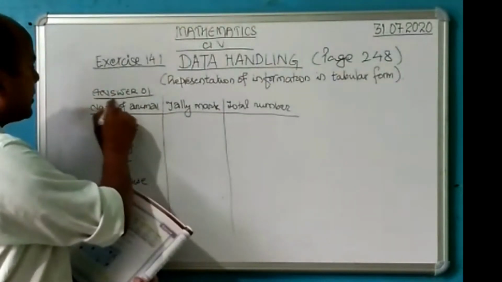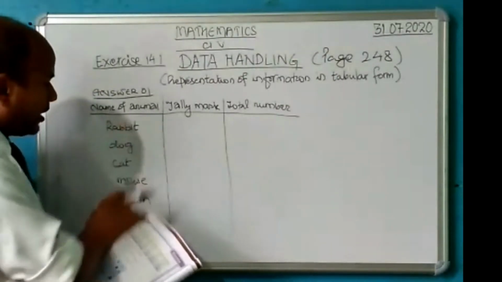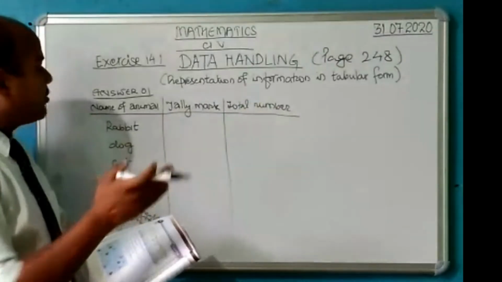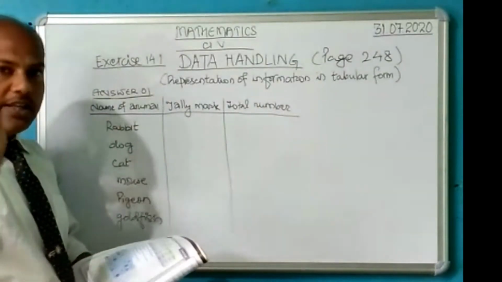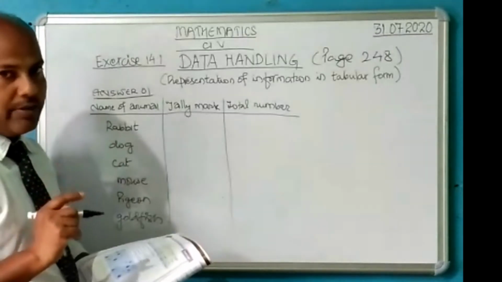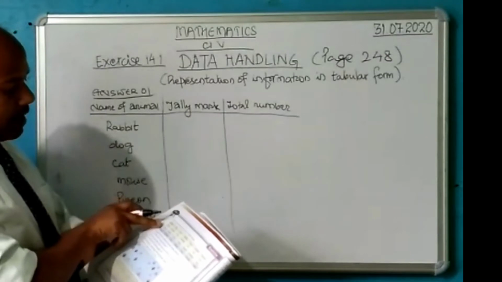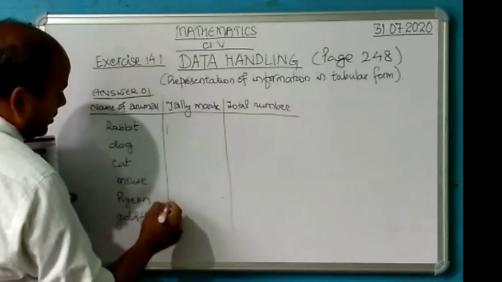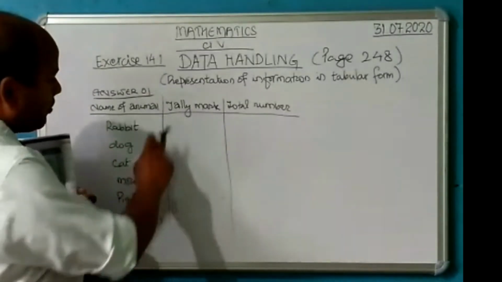How I have written answer number 1: what I have written is name of animal in the first column, then tally mark, and then total number. Total number you know, and name of the animals you will understand. Tally mark means we will draw a line, and each small line will represent one number of that particular pet. Like first is the rabbit, pigeon, mouse, pigeon, rabbit, pigeon, mouse, pigeon. Okay, so one each.